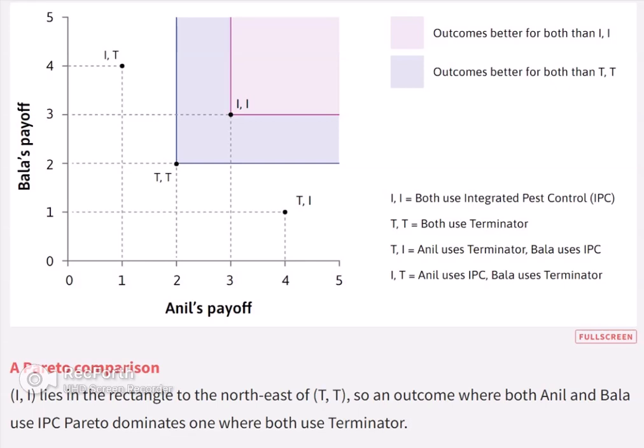So, just to recap, we can say that II Pareto dominates point TT as it's objectively better in both cases. However, we can also say that point TI is Pareto efficient, and so is point IT to II. So, a basic summary of Pareto efficiency.